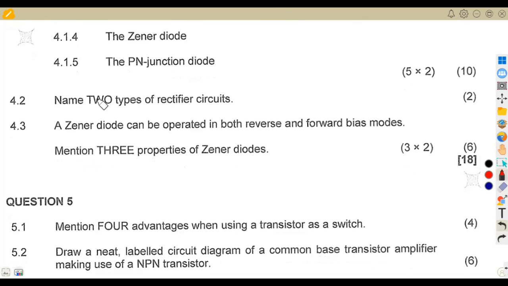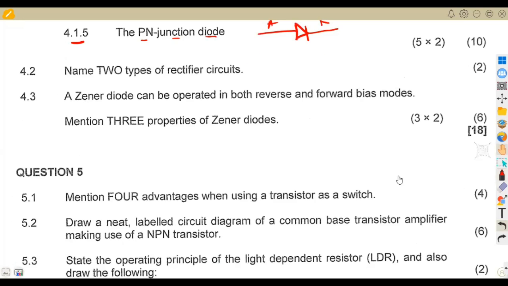All right, then we've got the PN junction diode. This is a normal diode, the normal one that we are used to, guys. This is the one where we have got our anode and our cathode in this case. All right, so that was it.